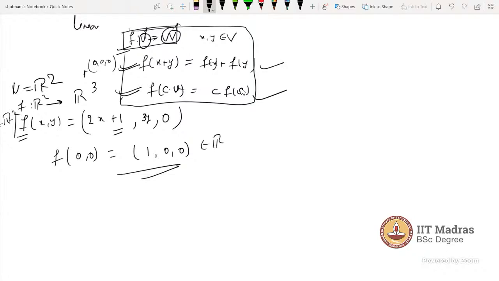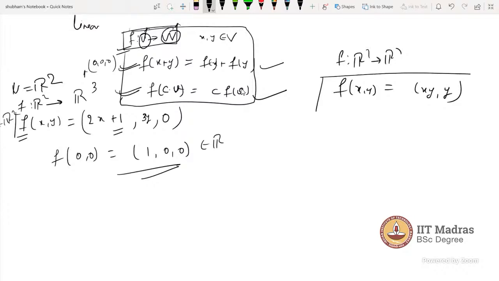Is the output the zero vector or not? Sometimes it can be the zero vector. Let me define a map from R2 to R2 as (X, Y) going to X, Y and so on. You can see that it maps zero vector to zero vector, but this is not a linear transformation. Then you have to further check these things.